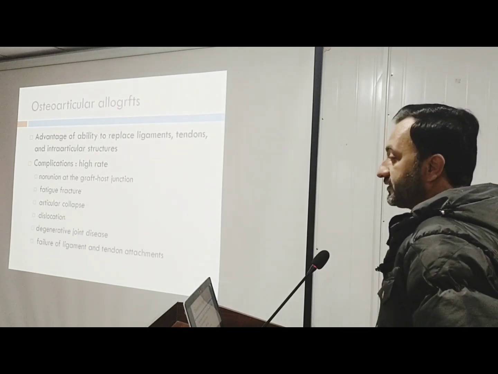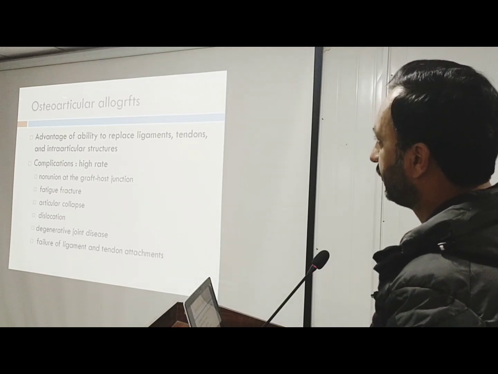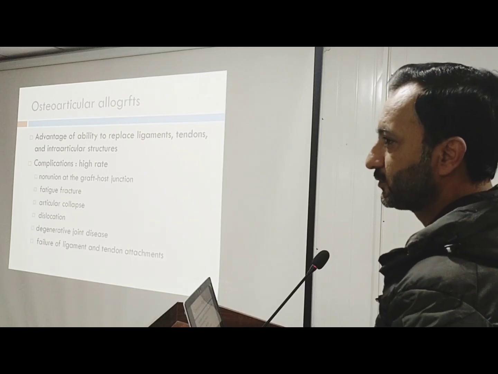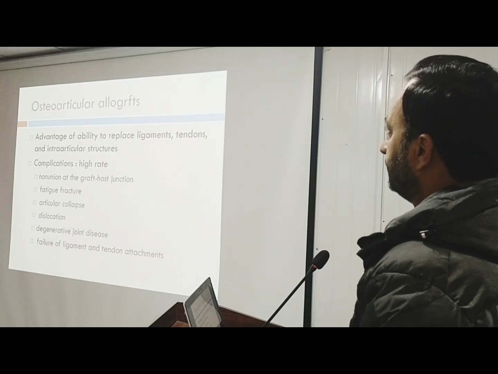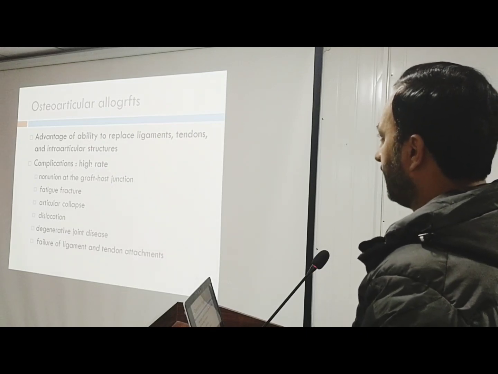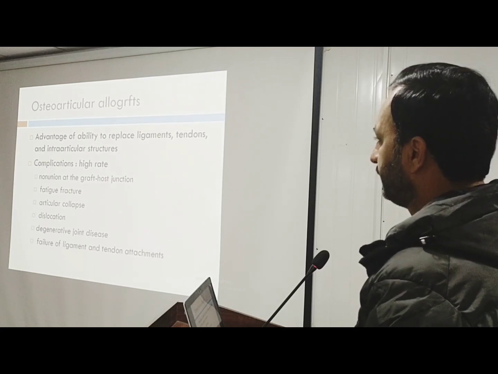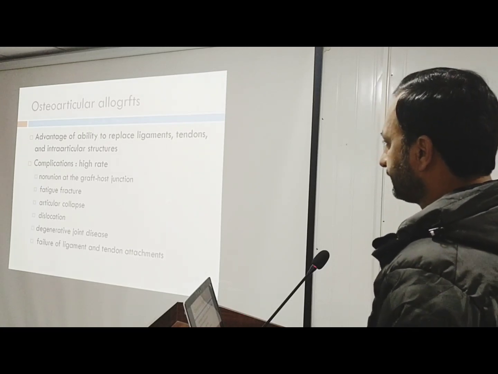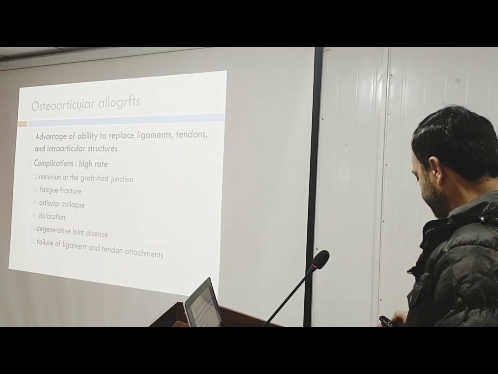Osteoarticular allograft: once you have removed the part of the bone, you're going to reconstruct that part with an osteoarticular allograft. If you are removing the intra-articular portion of the distal femur or proximal tibia, the complication rate is high: non-union, fatigue fractures. An osteoarticular allograft can lead to articular collapse, dislocation, degenerative joint disease, and failure of the ligament and tendon attachments.